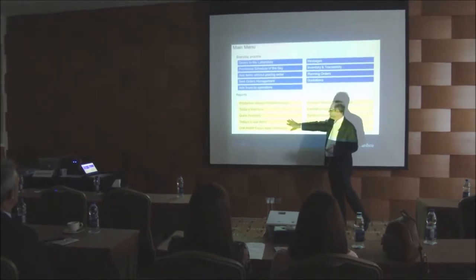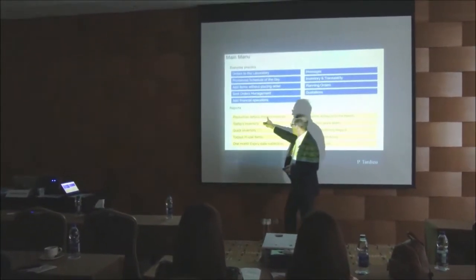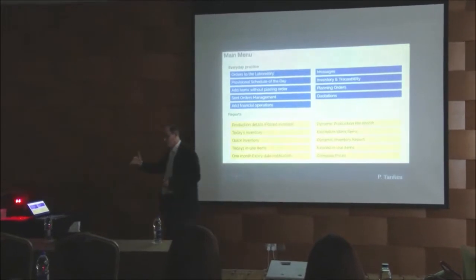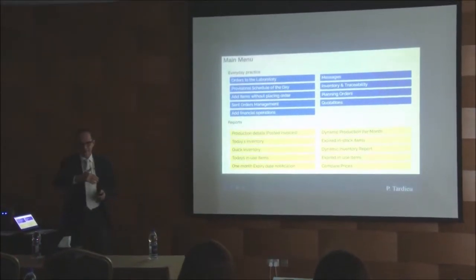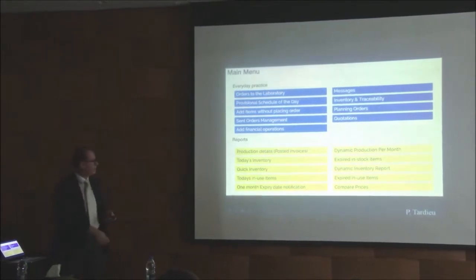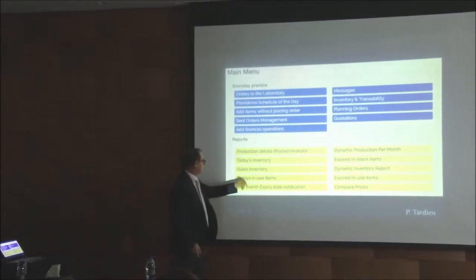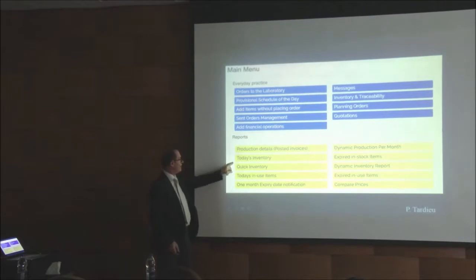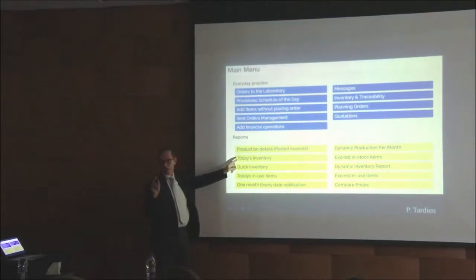This is when you want to get a report. At the lab, there are production details. This means it will show you everything that has been invoiced, and you will get the trend also. The trend is the dynamic report. You have the two days inventory, one click.